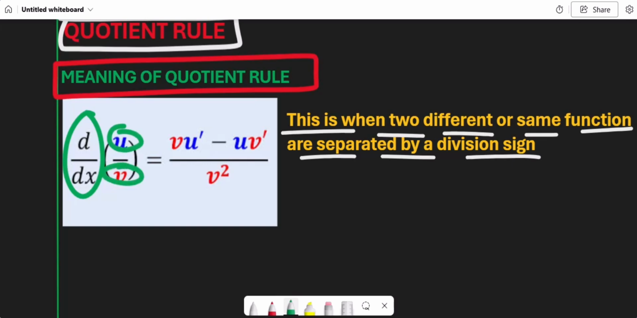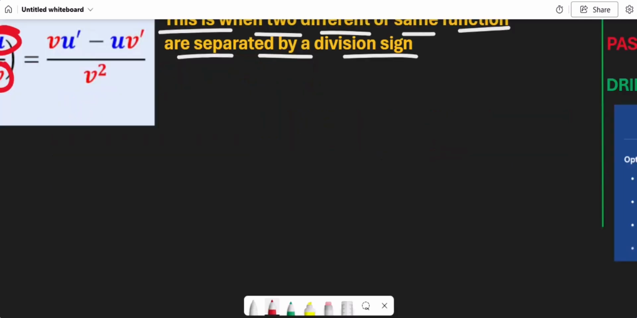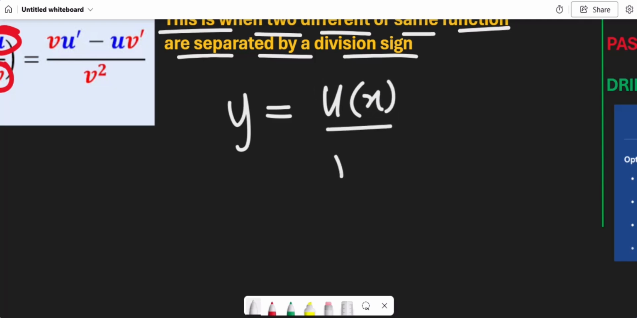So you can see that we have two functions. That means the u and the v are representing the two kinds of function we have, and this is a differential sign. So anytime we are dealing with quotient rule, when we have two functions being divided, and many times when you have your y, for instance, you can say y is equal to u in the function of x all over v in the function of x. So anytime we have a division sign, we make use of quotient rule.